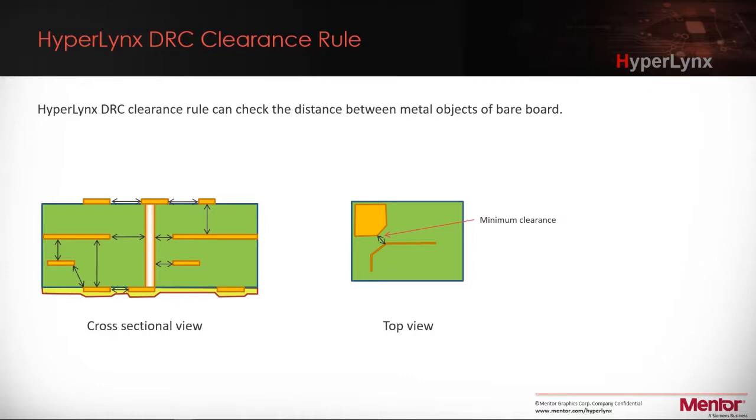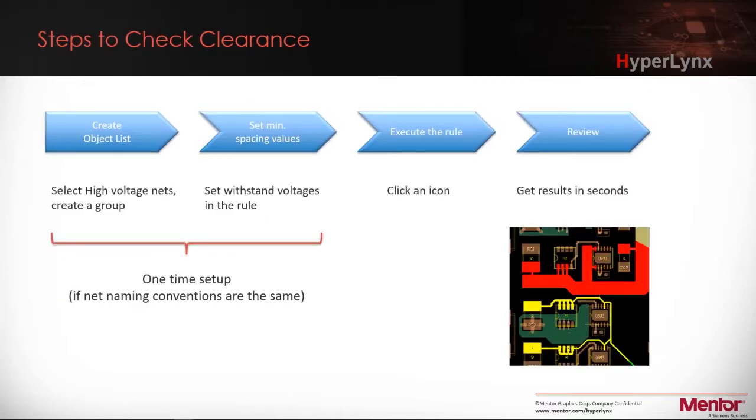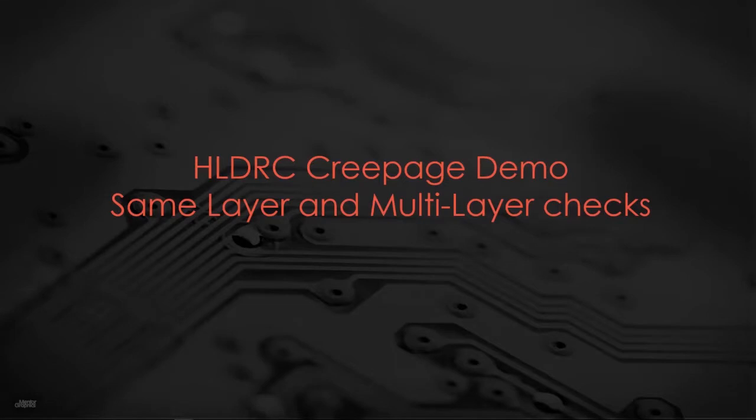I want to reiterate the process of how to check for clearance in HyperLynx DRC. Similar to creepage check, you'll create an object list, which is just a selection of nets on your board. So you'll select high voltage nets and create a group. And then you'll set the minimum spacing values for the voltages for your rule. And then you'll just simply execute the rule and then review the results that come up in a matter of seconds. Now I would like to show you a demo of the same layer and multi-layer creepage checks using HyperLynx DRC.